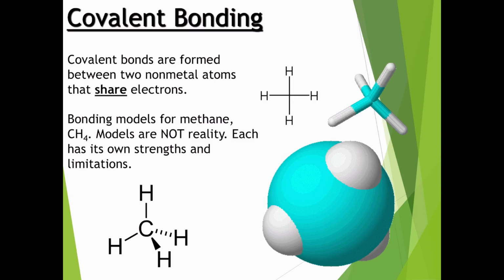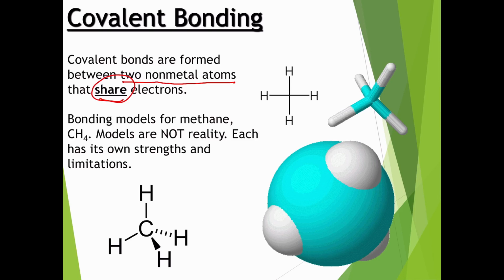So covalent bonds are formed between two nonmetal atoms, and these nonmetal atoms are sharing electrons. This is different from ionic bonds, where we're seeing that transfer of electrons. The electrons go from the metal to the nonmetal. In covalent bonds, we're not seeing that transfer of electrons. Instead, they are sharing the electrons in order to get to 8 valence electrons.